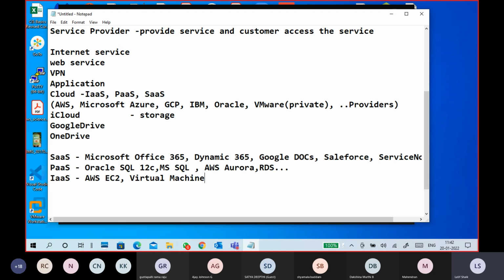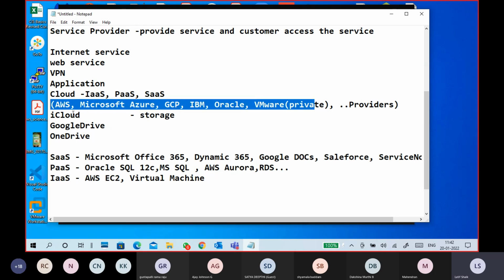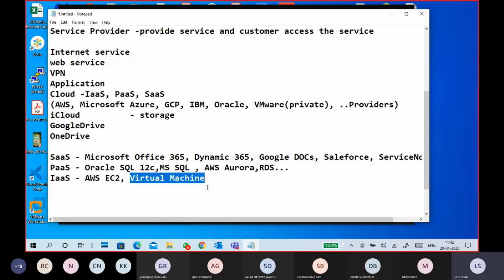I cannot make it because I would have to purchase very big hardware, just for a certain period. So what I do is go to any of the cloud service providers, create a virtual machine, and access it directly through the internet. So when you are creating a virtual machine, it is infrastructure as a service.